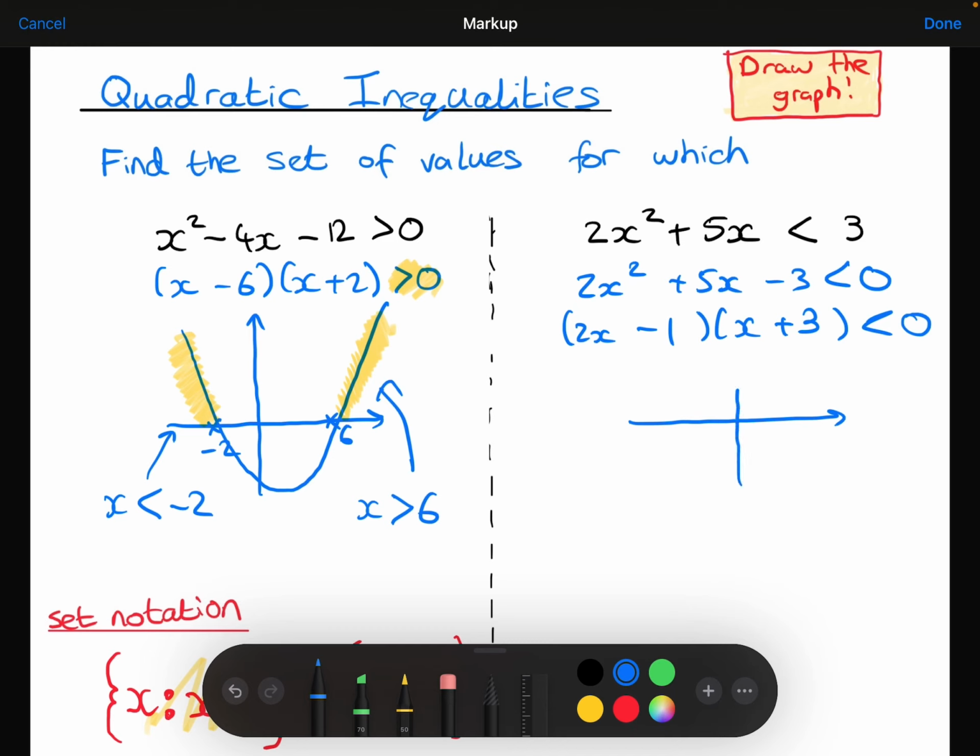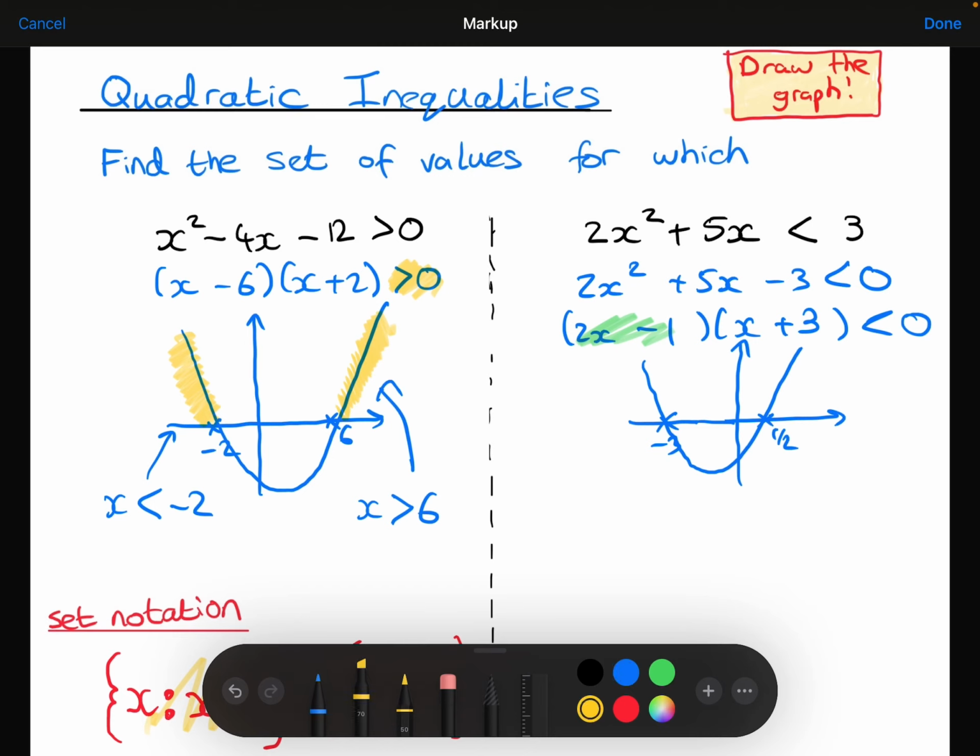Draw a sketch. So I've got the root of 1/2 from here. And then I've got a root of -3 from there. So 1/2 and -3. Here's -3. 1/2 is roughly there, put in the right place this time. So my quadratic will look something like this.